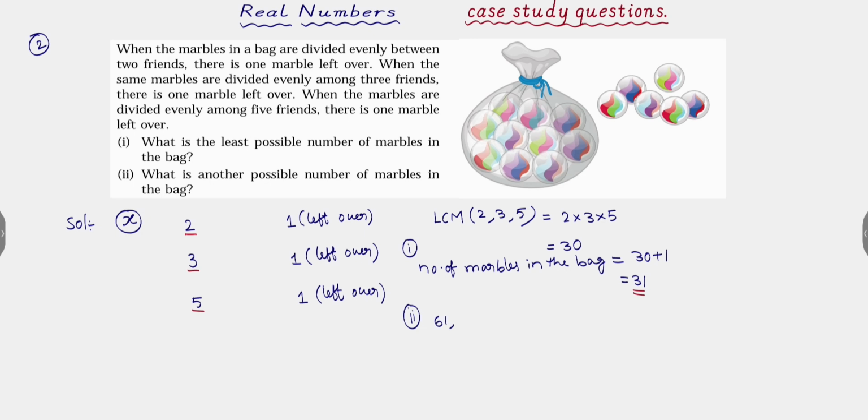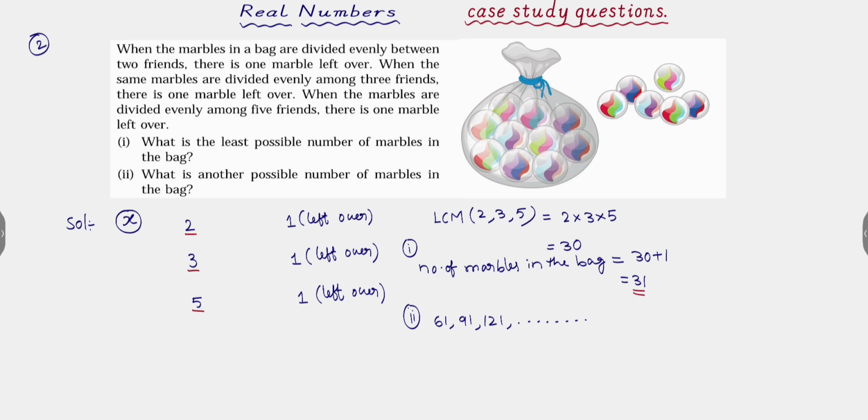61 can be there. This is the least possible number. Other possible numbers are 61, then 91, 121, and so on. All these numbers will leave you remainder 1 when you are dividing by 2, 3, 5. This is the second case study question.